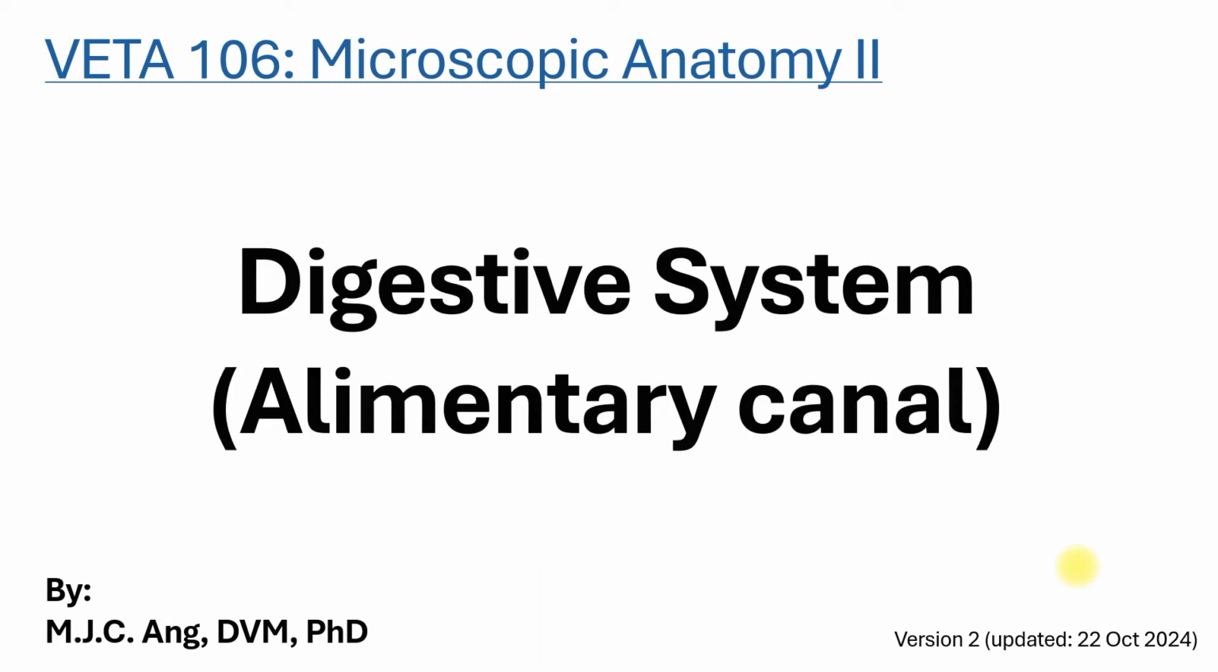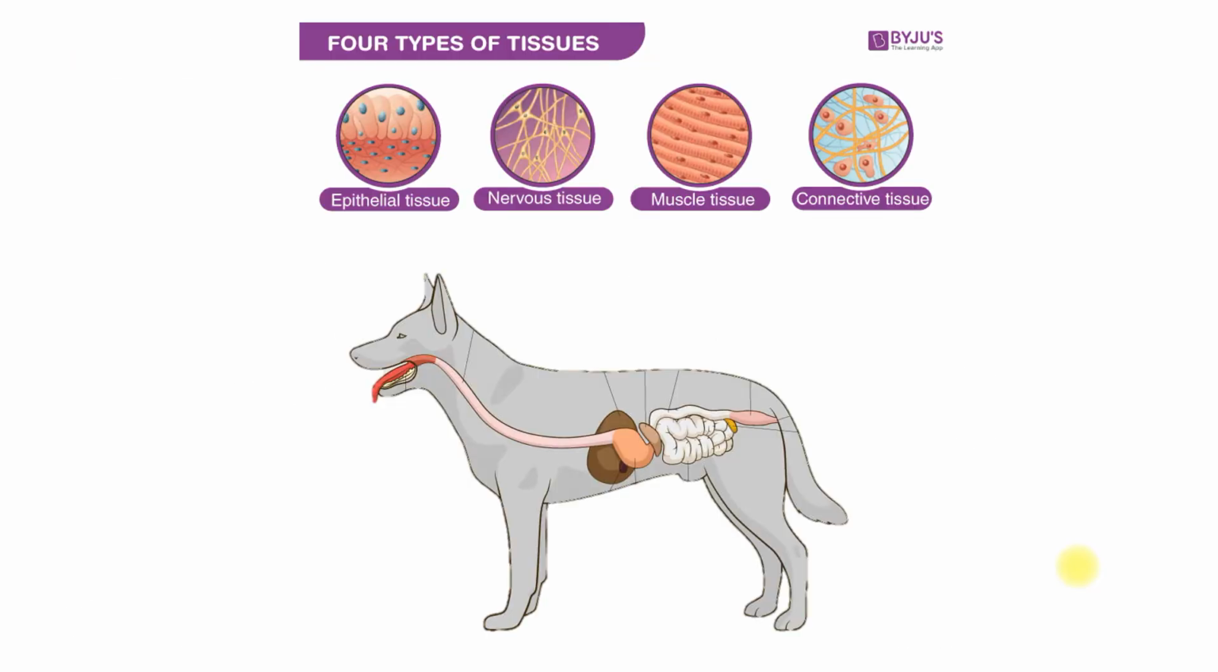Alright, so for today's topic, we will be moving on to the digestive system, aka your alimentary canal. I think almost all of us are already familiar with the digestive system. When we think about it, we think about these long tubular structures which extend from the mouth area until the anus. Food would enter here and eventually be digested, absorbed, and excreted here.